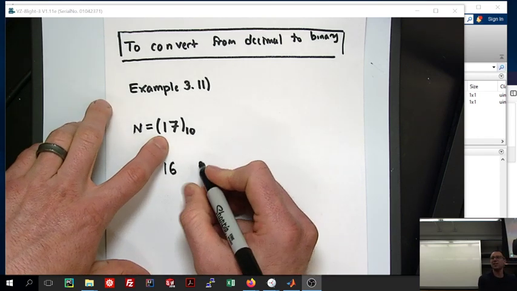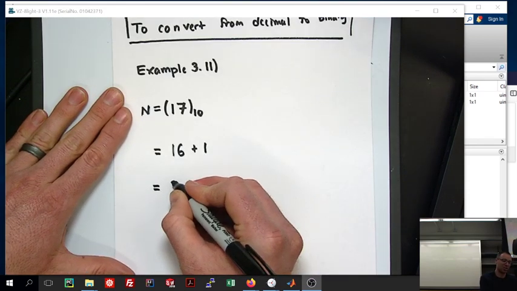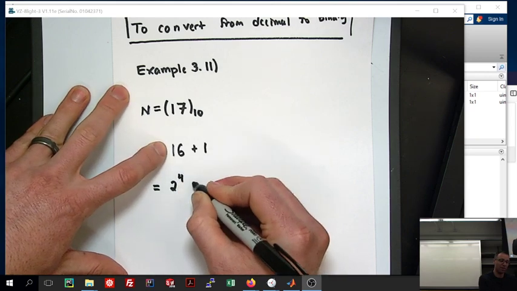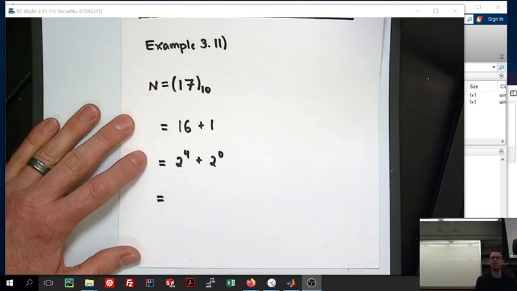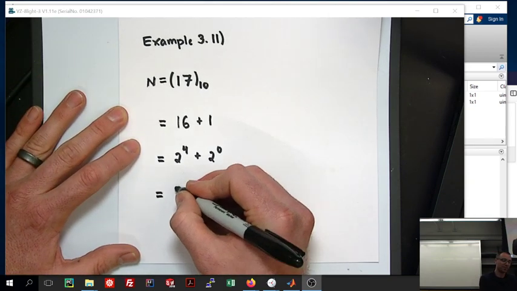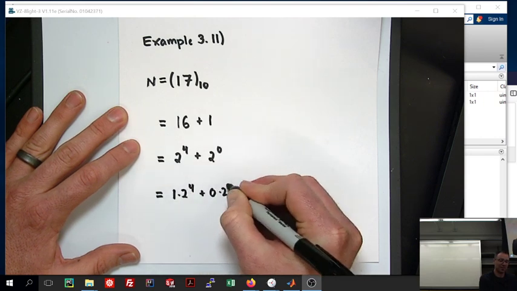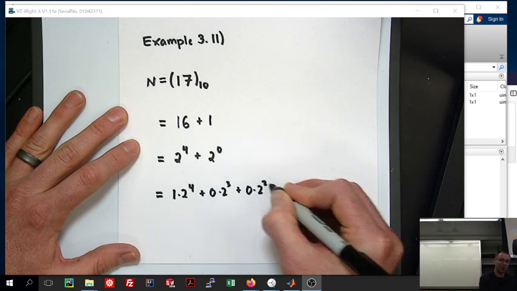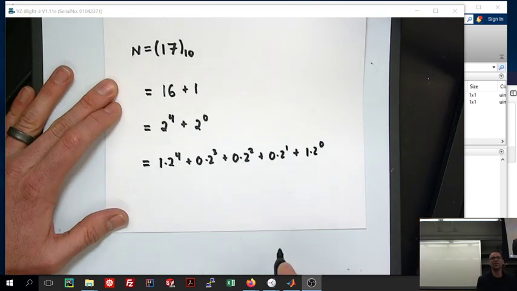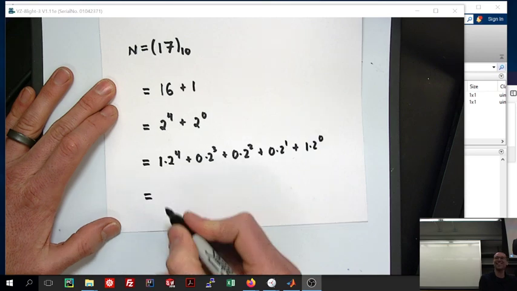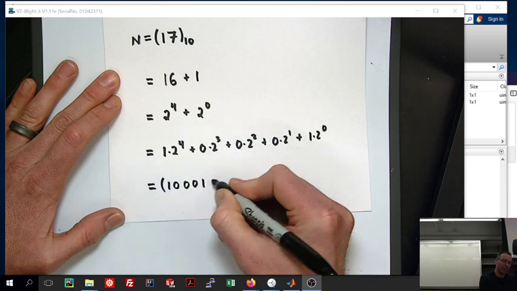Subtract 16 from 17 and I'm left with 1. So this one's not too bad. So another way to write this is that it's 2 to the 4 plus 2 to the 0. What's another way to write 2 to the 4 plus 2 to the 0? Well, that's 1 times 2 to the 4 plus 0 times 2 to the 3 plus 0 times 2 to the 2 plus 0 times 2 to the 1 plus 1 times 2 to the 0. Which is what? 1, 0, 0, 0, 1 base 2.